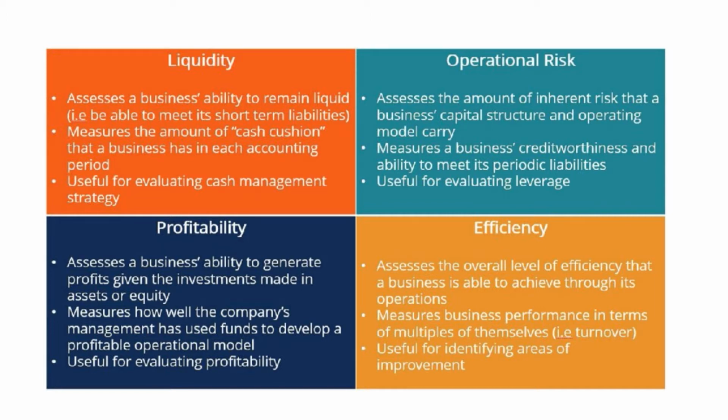And then you have profitability. Profitability is what the average John Doe or Jane Doe knows about, because profitability evaluates a business's ability to generate profits given the investments made in assets or equity. Assets run the gamut from cash to equipment to intangible assets such as patents and copyrights. Profitability also measures how well the company's management has used funds to develop a profitable operational model.